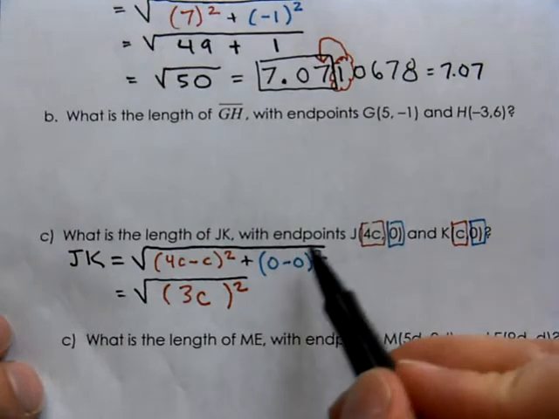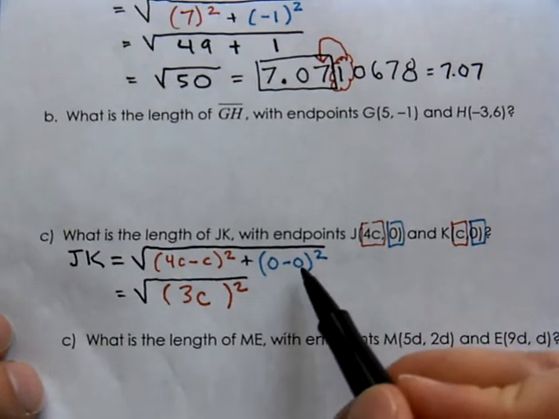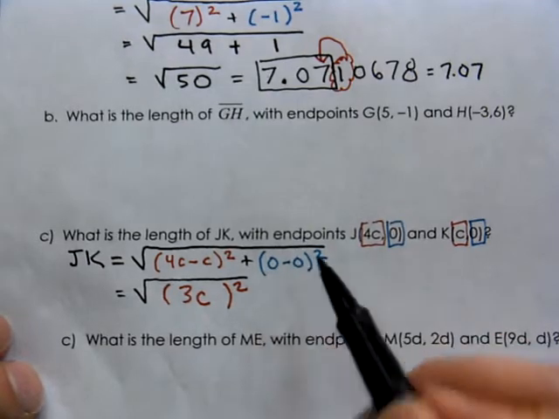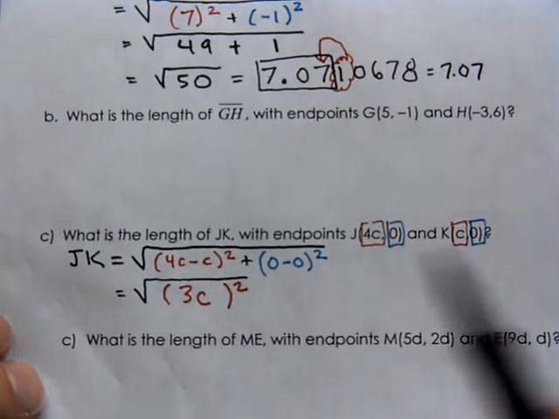The zeros just cancel out. I hope you're comfortable with that. 0 minus 0 is just 0. When you square 0, it's still 0. So that just disappears. So this is what we have to work with.